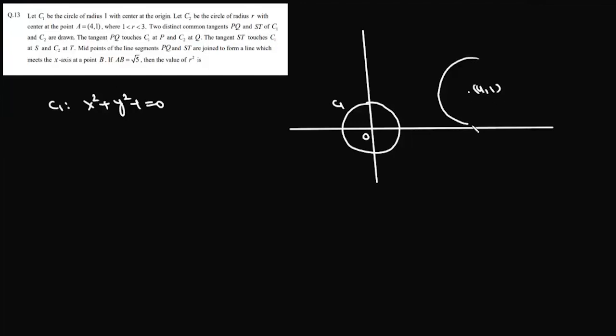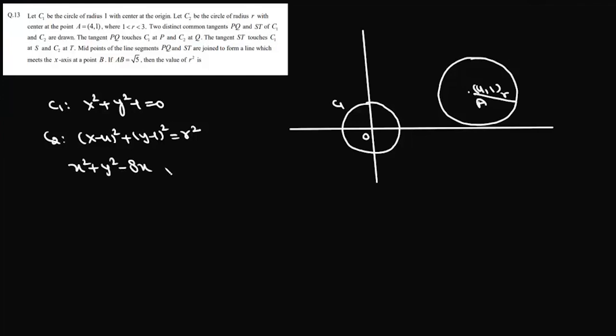And whose radius is r, and the center is A. So radius of this circle is r. So equation of C2 will be x minus 4 square plus y minus 1 square, and that will be equal to r square, or we can write x square plus y square minus 8x minus 2y plus 17 minus r square equals 0.